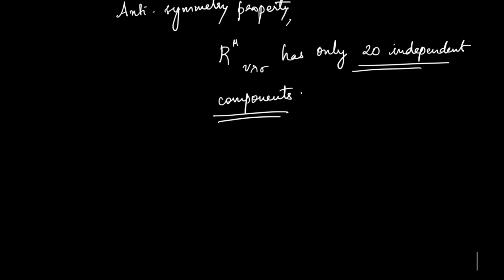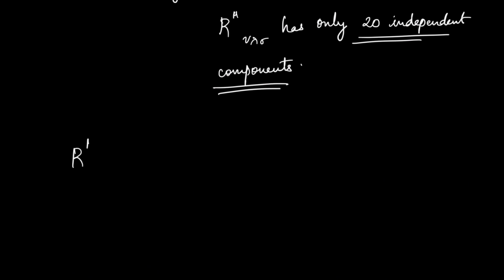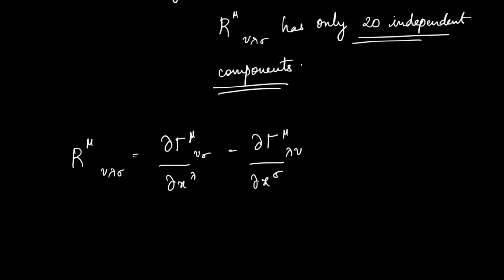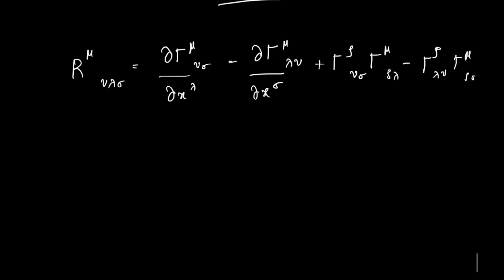Now by definition I can write R mu nu lambda sigma as partial derivative of mu nu sigma with respect to x lambda minus partial derivative of mu lambda nu with respect to x sigma plus Christoffel symbol rho nu sigma, mu rho lambda minus rho lambda nu, mu rho sigma. Okay, so this is the Riemann tensor.